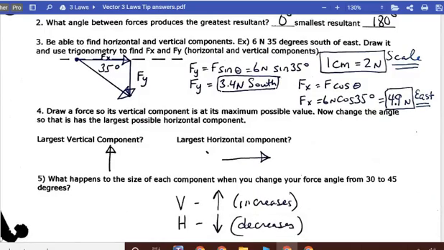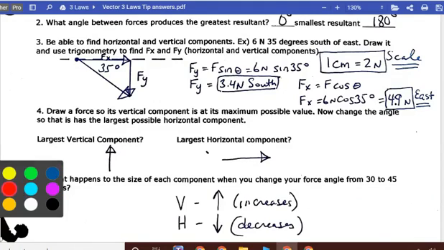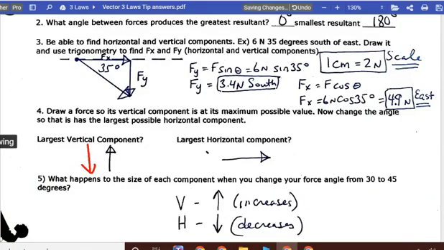What's the largest vertical component? Well, 100% up, or, hold on, let's add to this. It can also be straight down. That's also a really large vertical component. What's a really large horizontal component? Completely to the left and completely to the right. Completely horizontal in these directions. Okay.